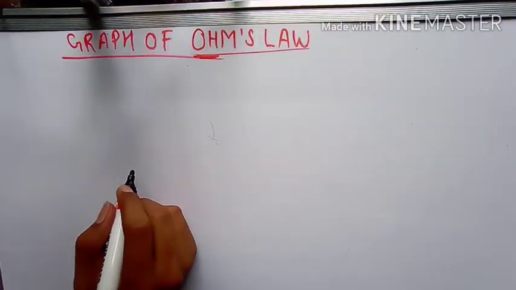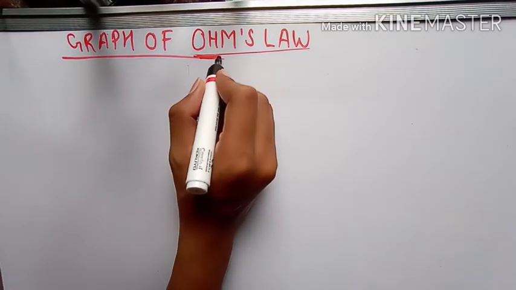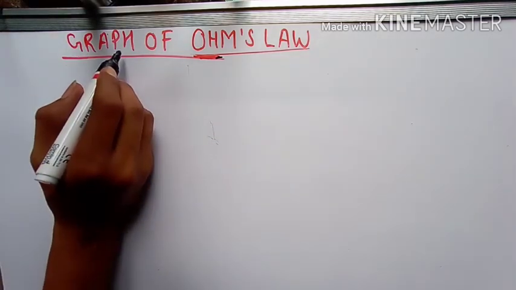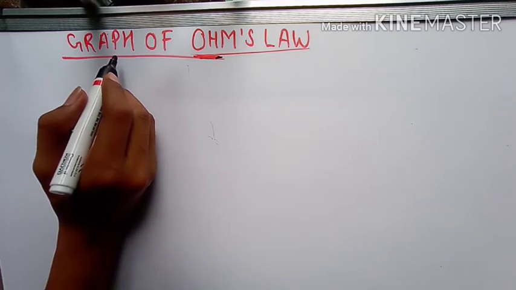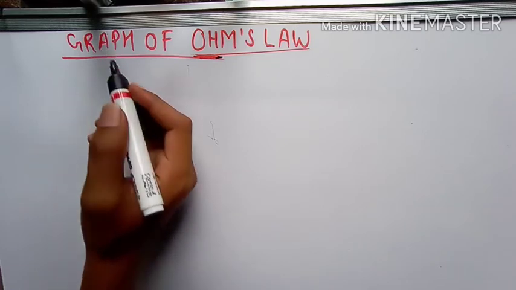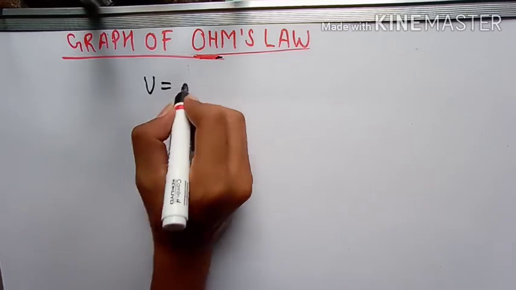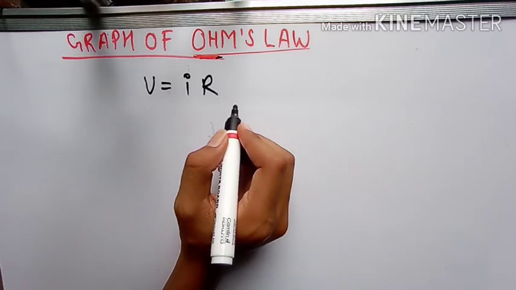Now moving to the graph of Ohm's law. This is really important. We have derived the law. Now the thing is to make its graph so that we can understand the law better. Did you understand this? So for making the graph, first of all, let's write the equation of Ohm's law. V is equal to IR.